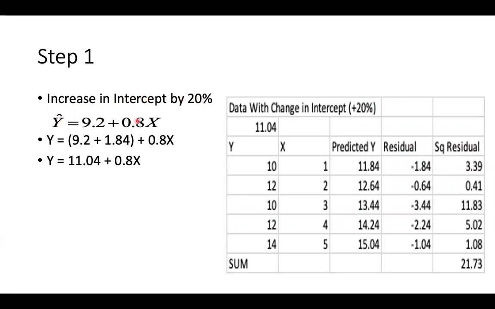So this is the equation from the first question. An increase by 20% is calculated as 1.84. The intercept is calculated as 11.04. Inputting 11.04 into the equation and solving for y gives you this predicted value for y. The residual is calculated by subtracting predicted y from observed y. Then the sum of the squared residual gives 21.73 for this specific line.